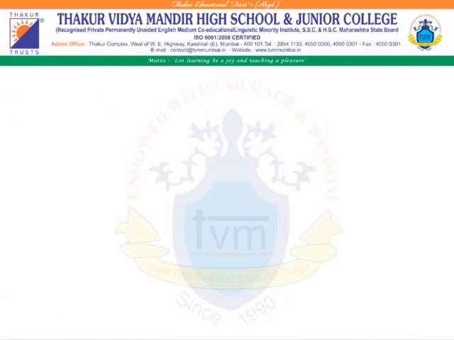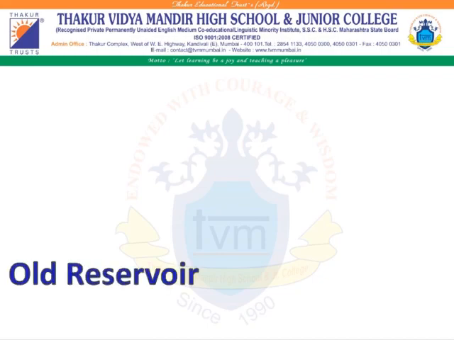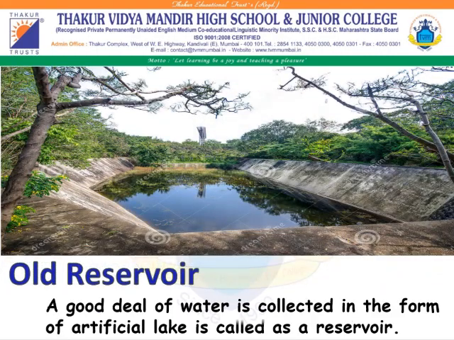Let's learn about the old reservoir. A good deal of water collected in the form of an artificial lake is called a reservoir. Most of the reservoirs were built using stone and mortar. These reservoirs were built in areas which received very little rainfall or which did not have any major river. The water from these reservoirs was released by means of canals and channels for agricultural use, for drinking and also for generating electricity.